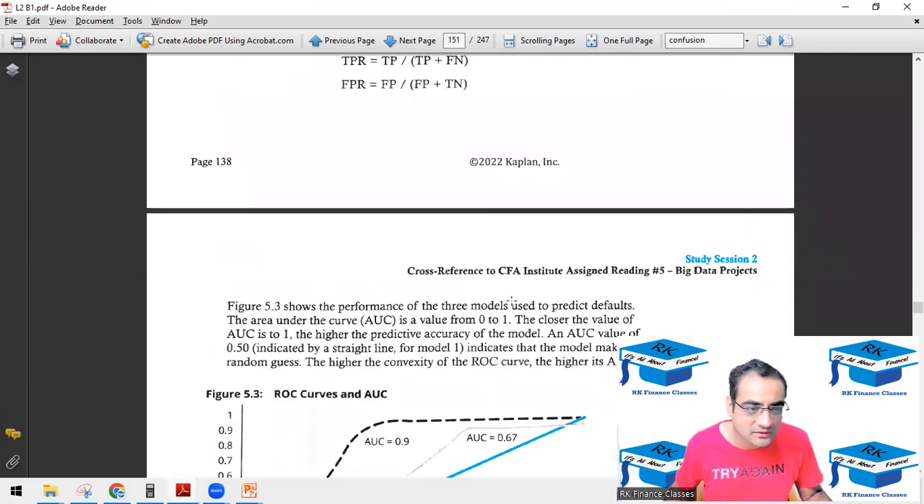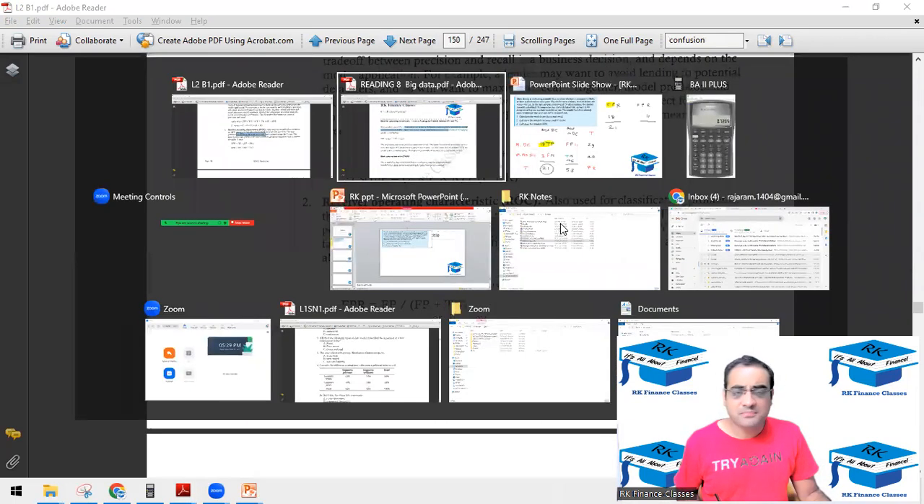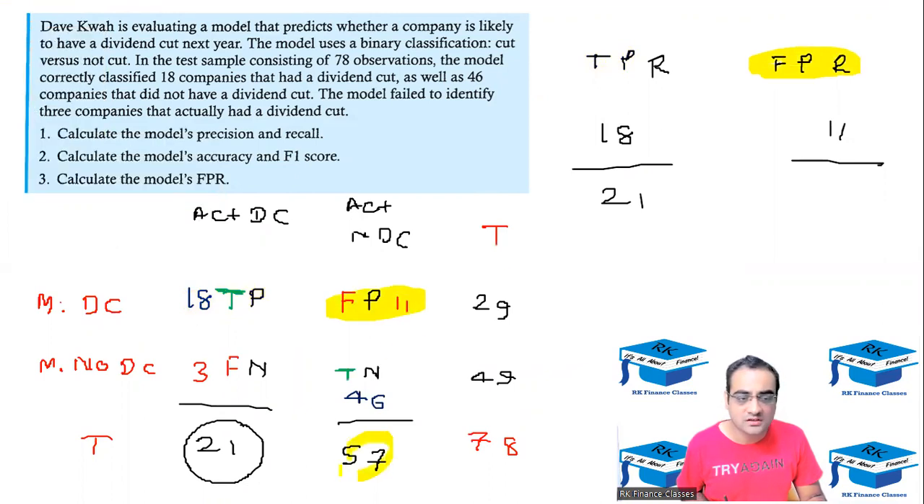I think I have seen that they mentioned TPR is the same as recall. Yeah, TPR is the same as recall. Okay, and then simple FPR, the false positive ratio. The false positive that we identified, because it is the false positive rate, will be in the numerator out of the total. That is, out of that column's total, 57: 11 out of 57.